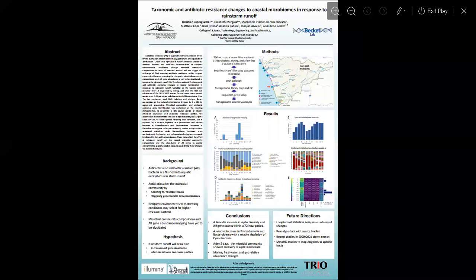Hi, my name is Christian, and I'll be presenting with Elizabeth. We'll be talking about the taxonomic and antibiotic-resistant changes to coastal microbiomes in response to rainstorm runoff.